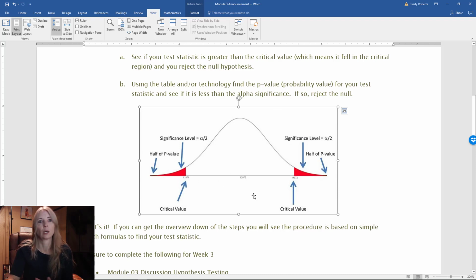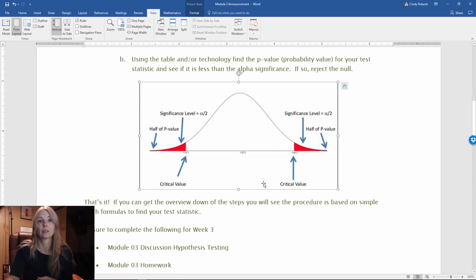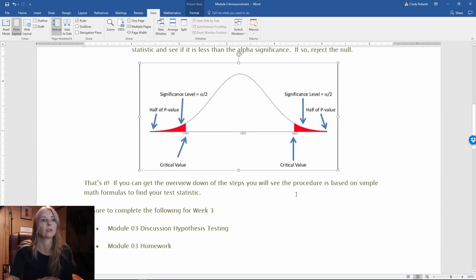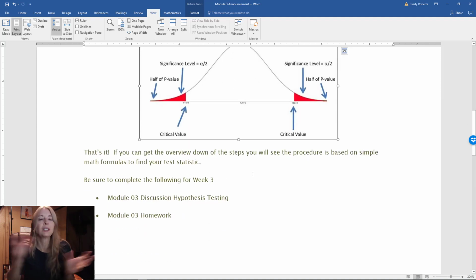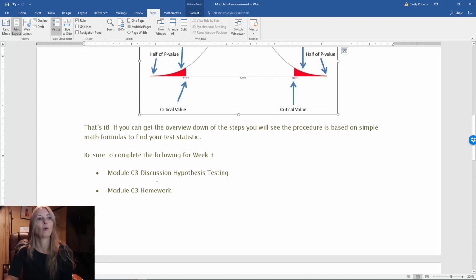Okay, and so we're going to learn in our lecture this week how to actually find test statistics, how to do all these different hypothesis tests. We'll do that Tuesday night. But if you can just kind of get the procedure down in your head first, then you'll see the steps are just formulas.